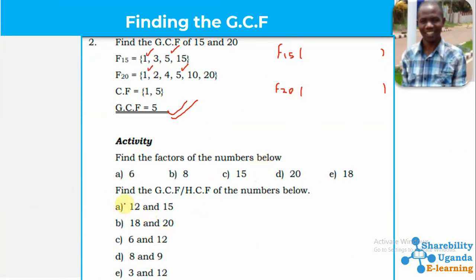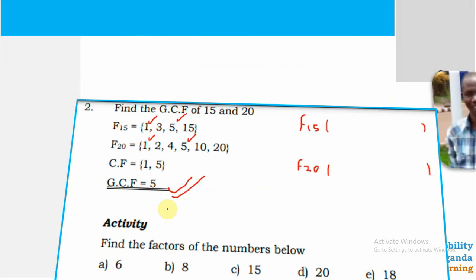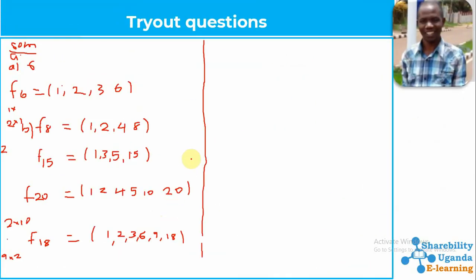So here we have 12 and 15. We also have our 18 and 20. We have already worked upon that. Our part A, 12 and 15. When you have that, it simply means we shall first get our factors of 12, then we also get our factors of 15.